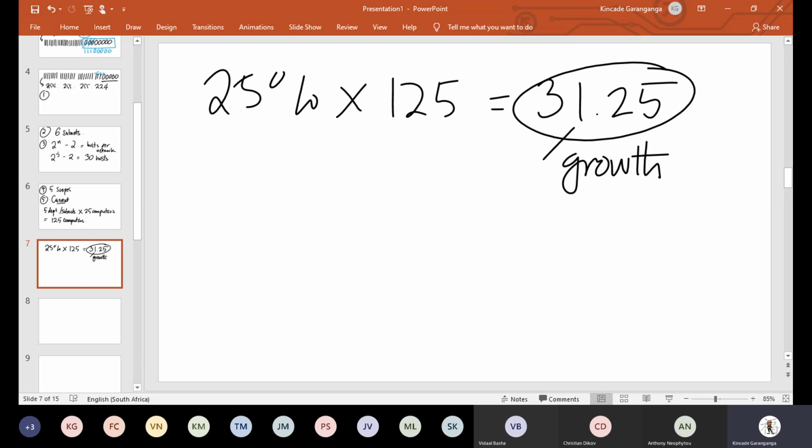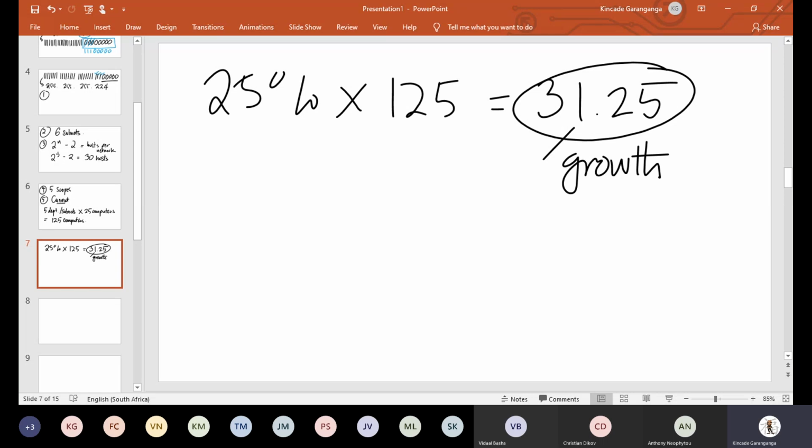But remember, if you're looking at computer systems, we're looking at it as a whole unit. So we can not typically have 31 point something networks or 31 point something computer systems. We're obviously going to have to round that down to the nearest whole number. Even if it was 31.9, you'll still come down to 31, because you're looking at it from a whole number point of view. It's an entire unit, remember. So we're going to add the 31 computers to our initial 125.